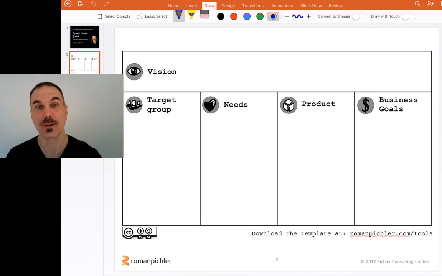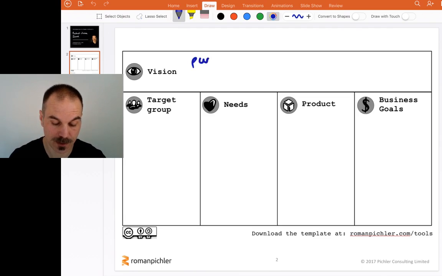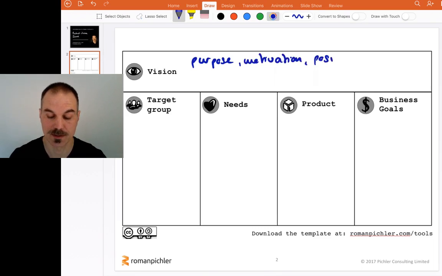Now vision is all about the purpose of your product, the motivation, the intention behind your product, the ultimate reason why it's worthwhile to create and provide your product, the positive change it should bring about. So let me capture this. The vision is about purpose and motivation. And it's about the positive change that your product should create.